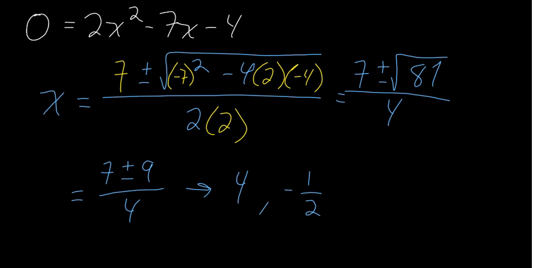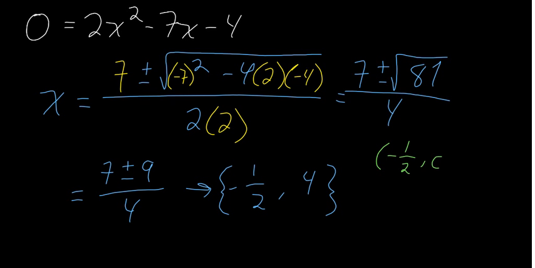Okay. So these are my two X-intercepts. And if we put this in a set, let's put them the other way: negative 1/2 and 4. We're going to put curly braces there to denote that this is a set. So the X-intercepts are the set negative 1/2 and 4. Now if we were to say that these are the coordinates, the points, well then they would be negative 1/2 and 0, and 4 and 0. Okay, so that's how we do that.